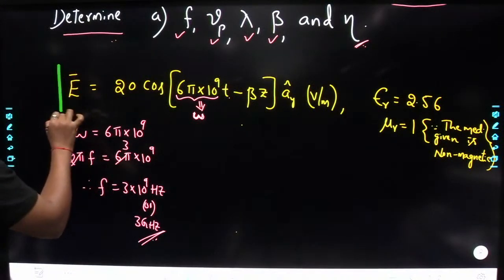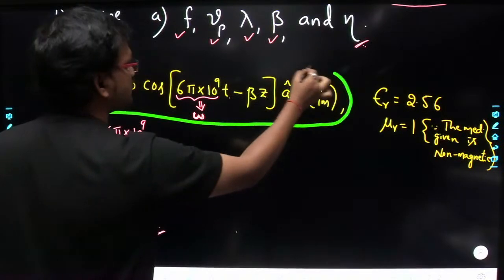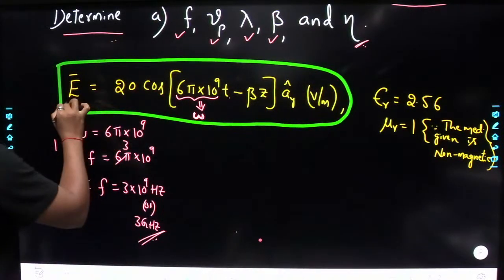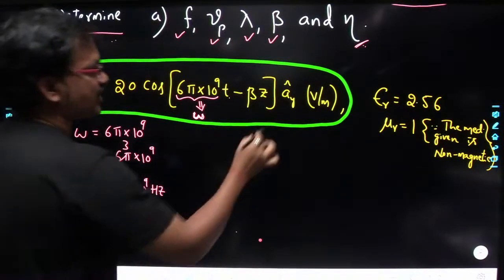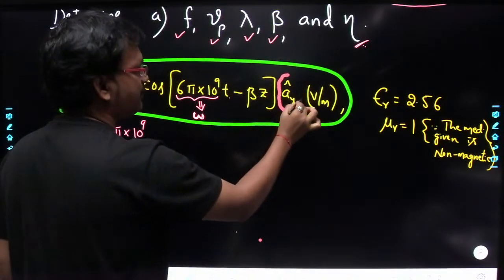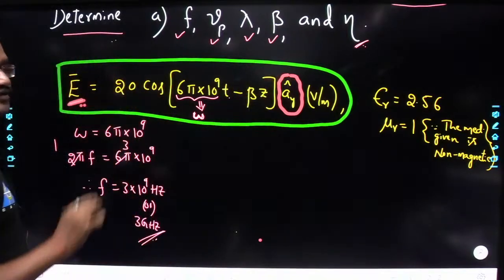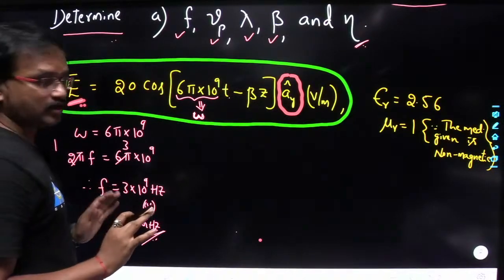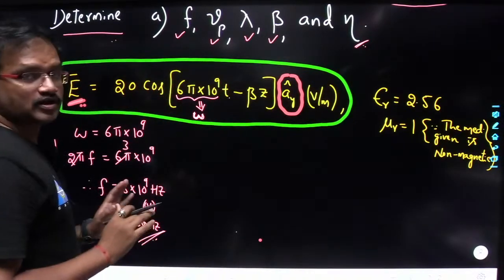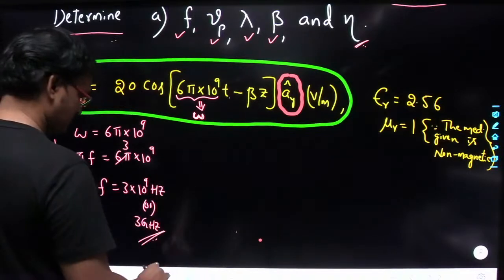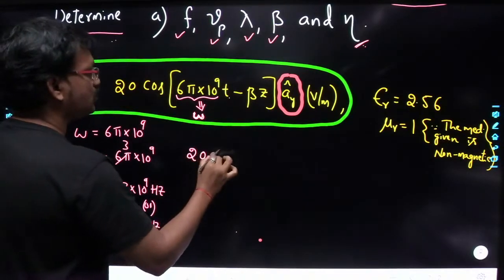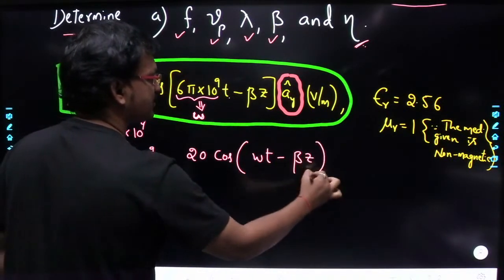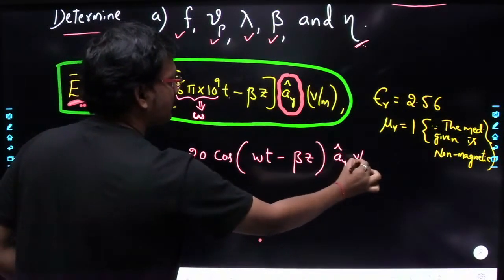By seeing this expression here, what can we conclude? See, the electric field is pointing in which direction? It is pointing in ay cap direction, and it is propagating in which direction? It is propagating in positive z direction. Yes or no here? See how you can say it is propagating in positive z direction: it is just like 20 into cos of omega t minus beta z, right? So ay cap volt per meter.